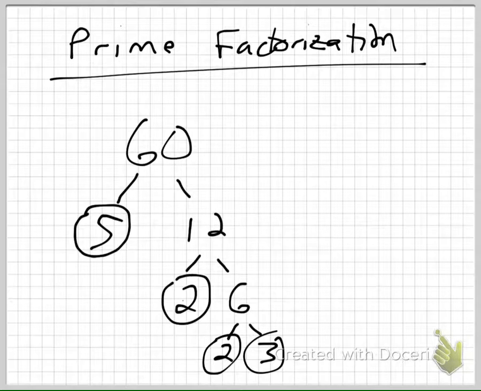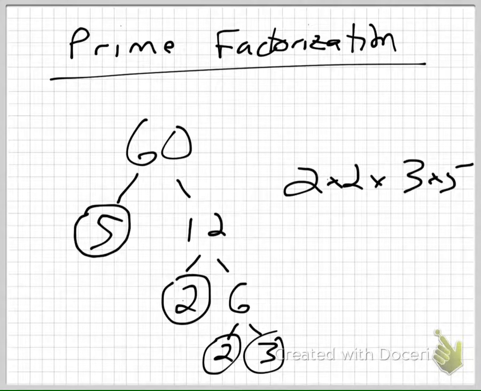Look at this. Here's how you write prime factorization. You take all the numbers you've circled and you go, okay, it's 2 times 2 times 3 times 5. What is 2 times 2? 4. 4 times 3? 12. 12 times 5? 60. We're done.